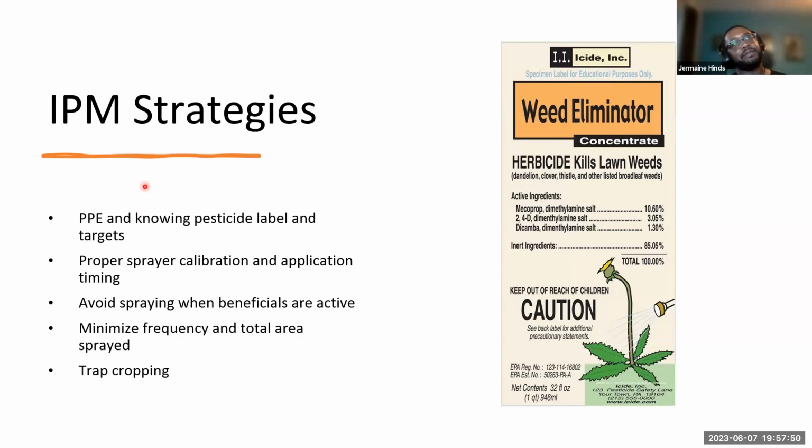You want to minimize the frequency of sprays and the total area of sprays. So this is where something like a trap crop could come in. With a trap crop, you spray a smaller area less frequently than an entire area.